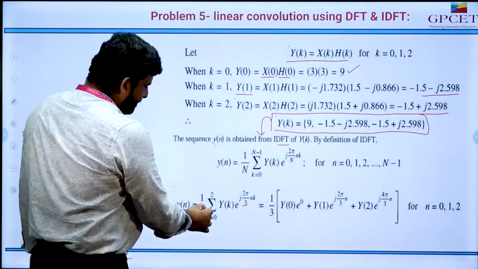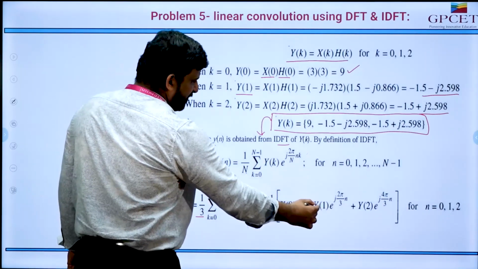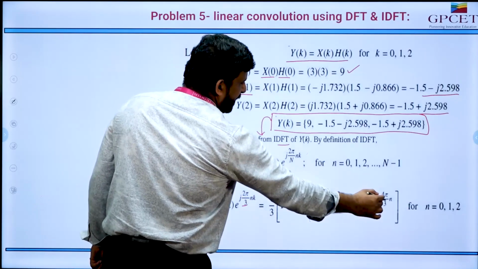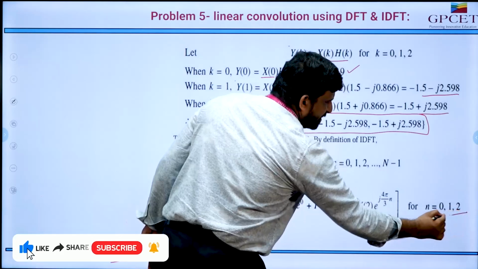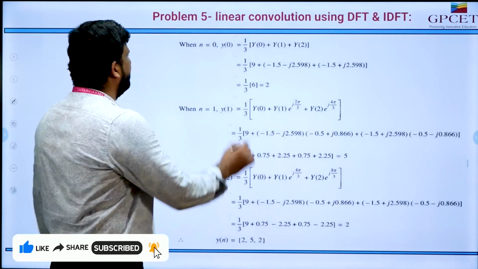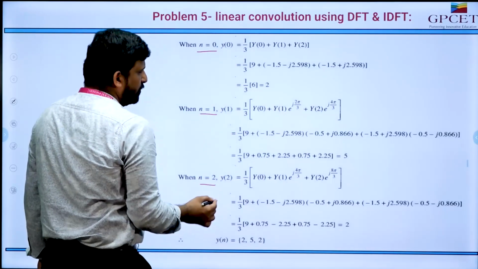So, 1 by 3, if I expand this summation: y of 0 into e power 0 plus y of 1 into e power j 2 pi by 3 into n plus y of 2 into e power j 4 pi by 3 into n. For how many values is it? For n is equal to 0, 1, 2. So finally, if you substitute n is equal to 0, n is equal to 1 and n is equal to 2, what am I going to get?